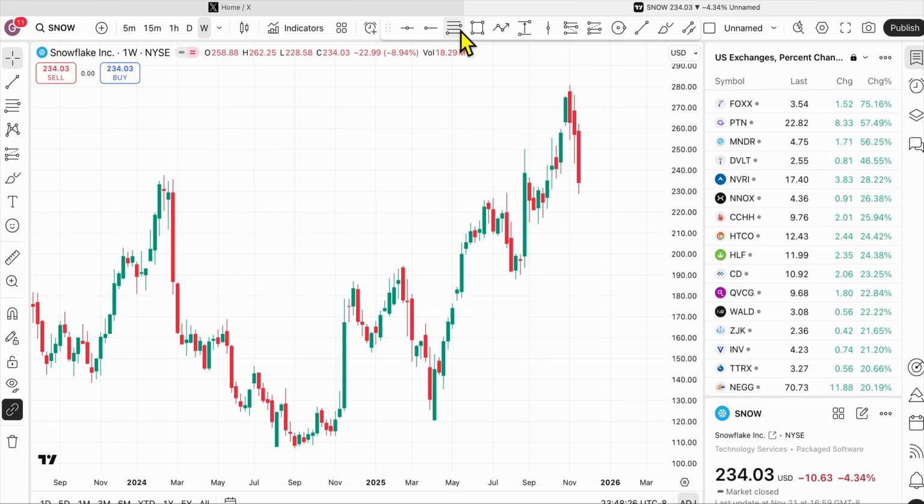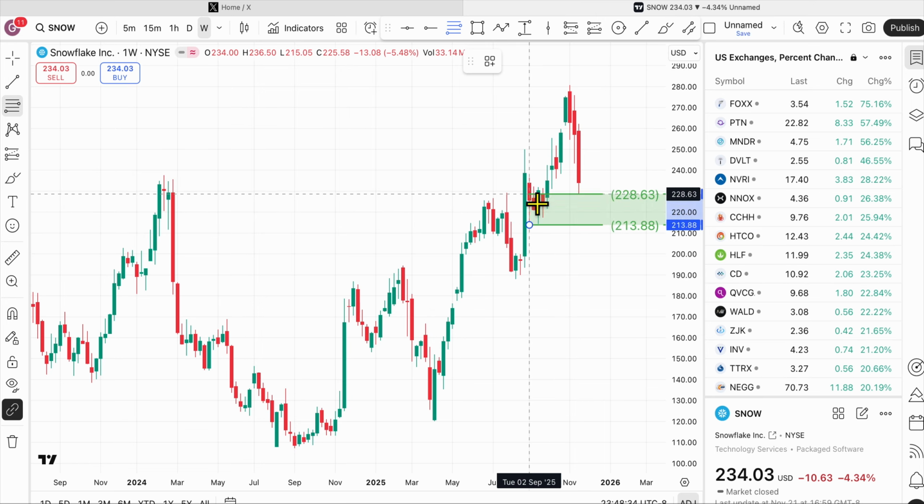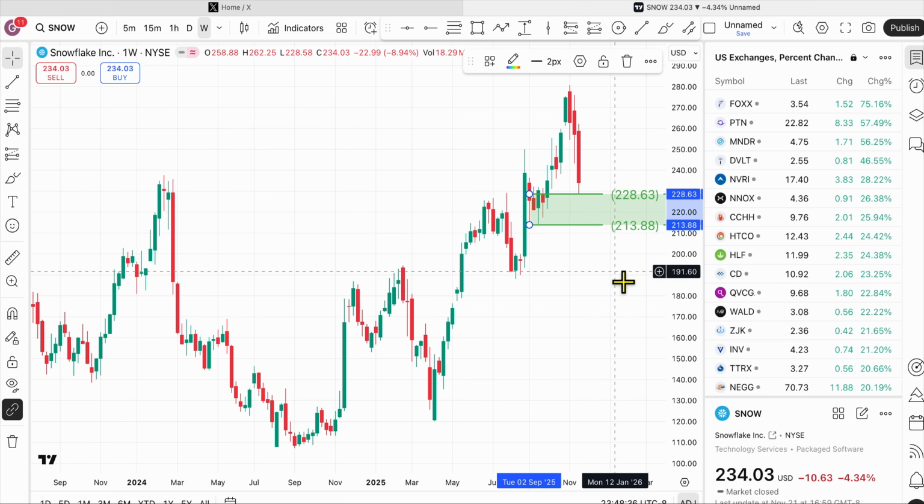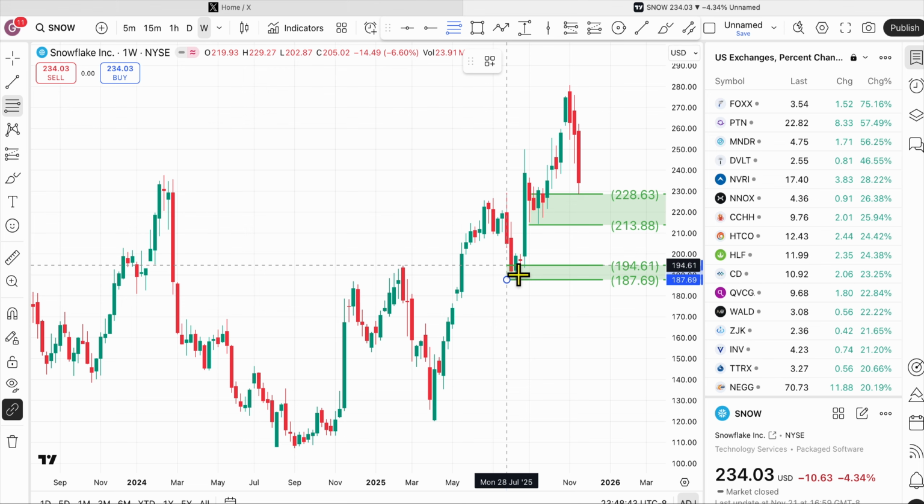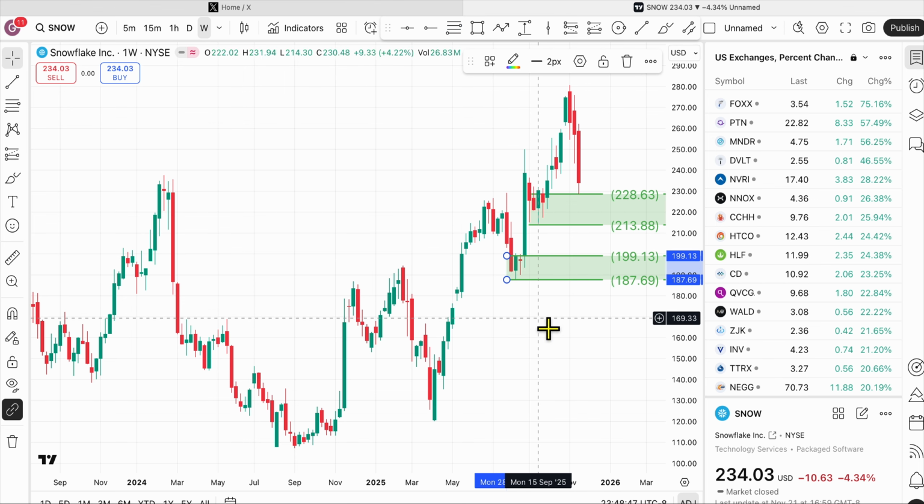So our first support level is right here, and we're getting pretty close to it. Our first support level is right here in the 228.63 to 213.88 price range. And there's another support level just below that. If we get a little more sell-off in software-related SaaS stocks, we might get a pullback down to 200. So 199.13 to 187.69 would be our second support level.